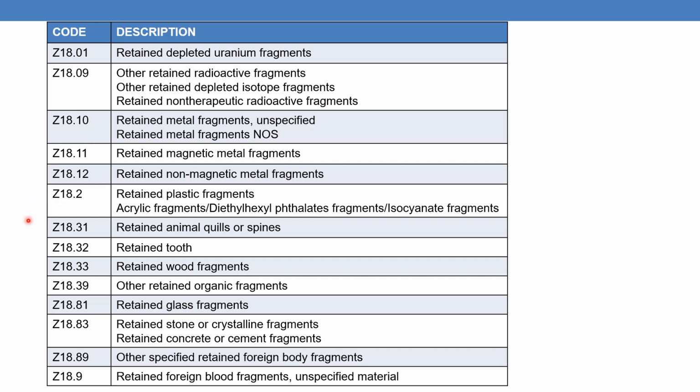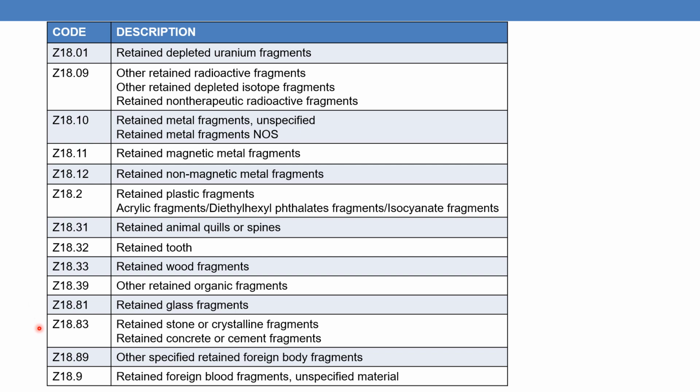The next is Z18.31. It deals with retained animal quills or spines. The next is Z18.32. It indicates retained tooth. Next is Z18.33. It indicates retained wood fragments. The next is Z18.39. It indicates other retained organic fragments. The next is Z18.81, retained glass fragments.